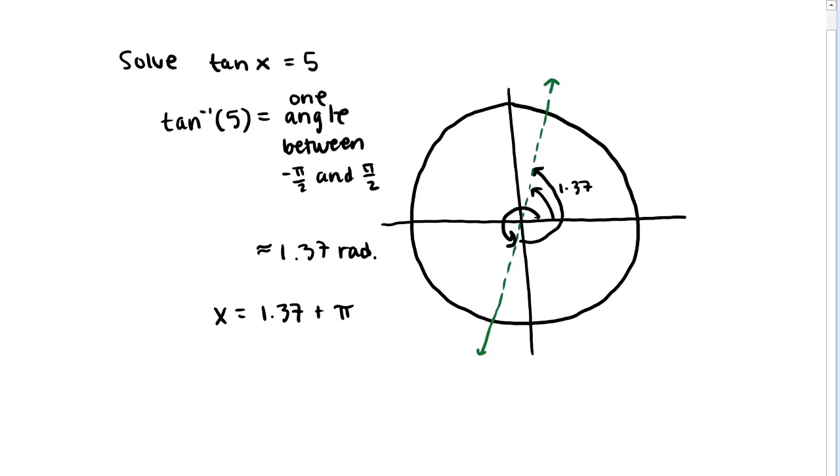And we could just keep doing this to get more examples of such angles. So here really it'd be 1.37 plus pi times n. These are the solutions to our equation, tangent of x is equal to 5.